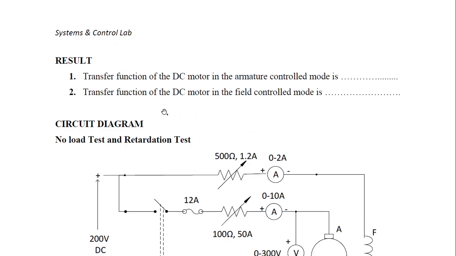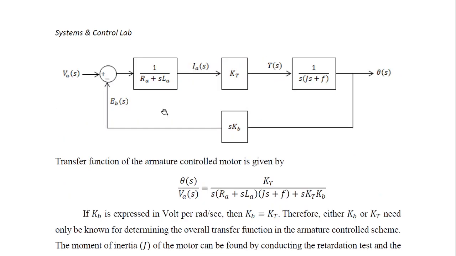So for this transfer function, we got the KT, KB, and F values. After conducting the experiments, we got RA and LA. Then we have to find out the J value. J is nothing but the moment of inertia of the shaft of the motor.